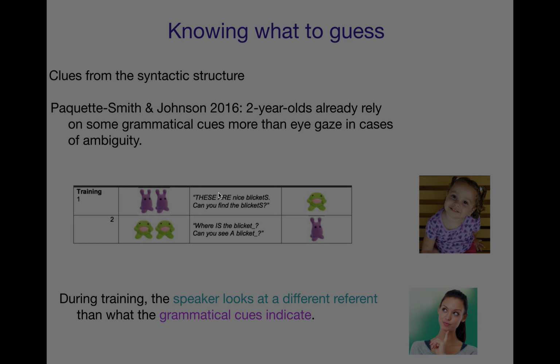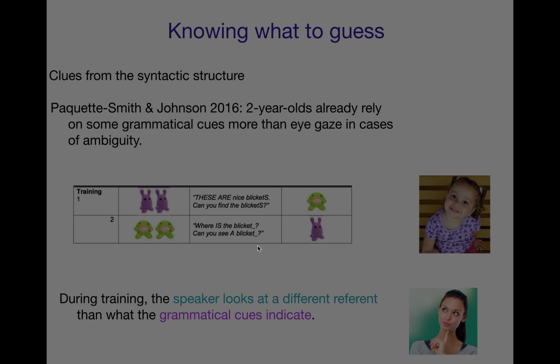So even if we have no idea where this person is looking, just from the linguistic cues, the grammatical cues, we as adults can figure out that we're talking about these guys. And importantly for the kids during training, this is what they put in conflict, right? They would say, these are nice blickets, can you find the blickets? But the adult would be looking at the one green guy, right? So this is a case where the linguistic cue of plurality, that there is more than one blicket, is in conflict with where the speaker is looking.